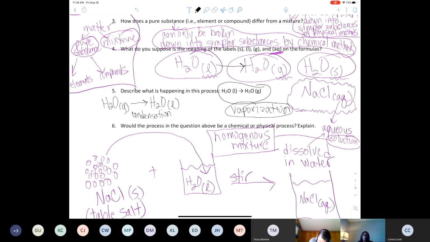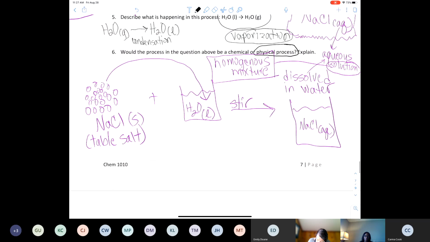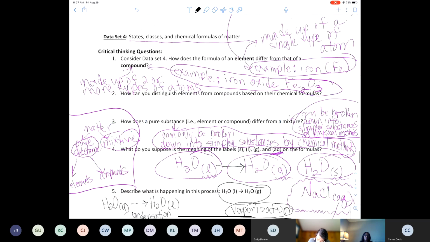So is vaporization a chemical or a physical process? Taking liquid water and converting it into gaseous water. Physical or chemical change? Physical. Very good. Why? Because it's still water. It hasn't become a different substance. Very simple, short answer to that question. Because it's still water. It's still H2O. It's just in a different state. Any questions about data set 4?